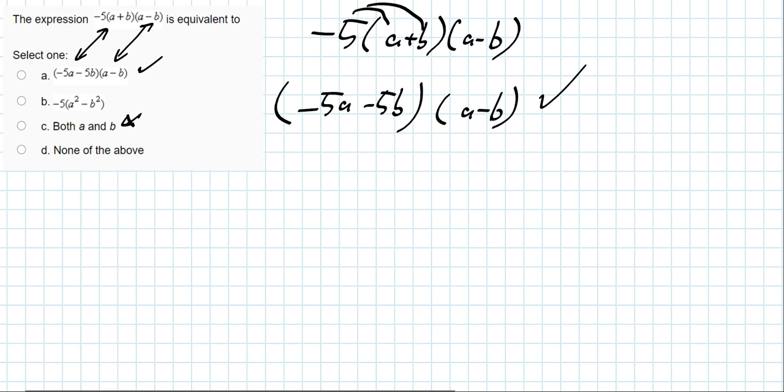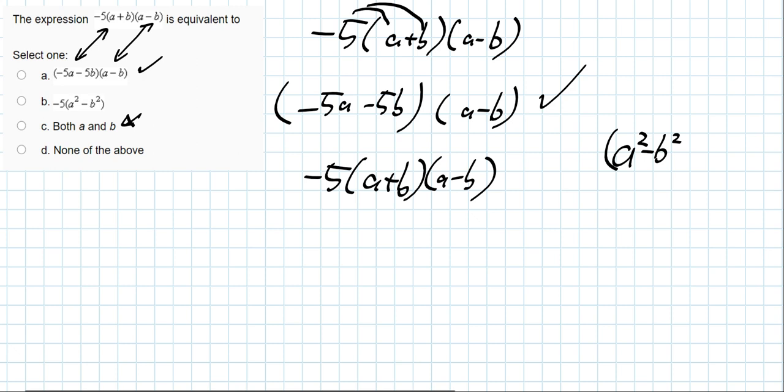B says, so we're going to start again with negative 5, a plus b, a minus b. B says negative 5 times a squared minus b squared. And remember we have our a squared minus b squared, our difference of squares, and that was always equal to, well, that, right? A plus b, a minus b.